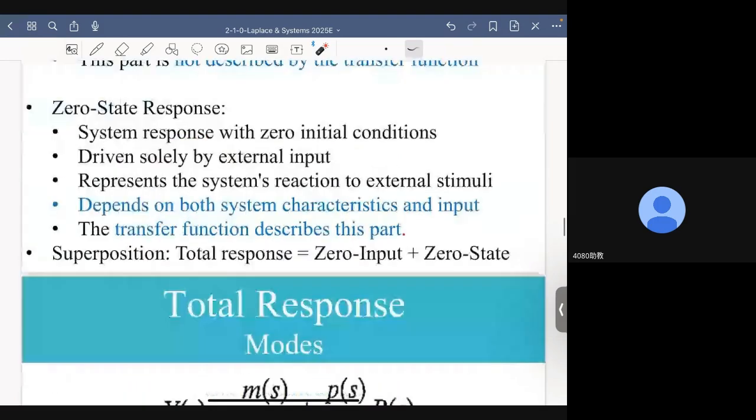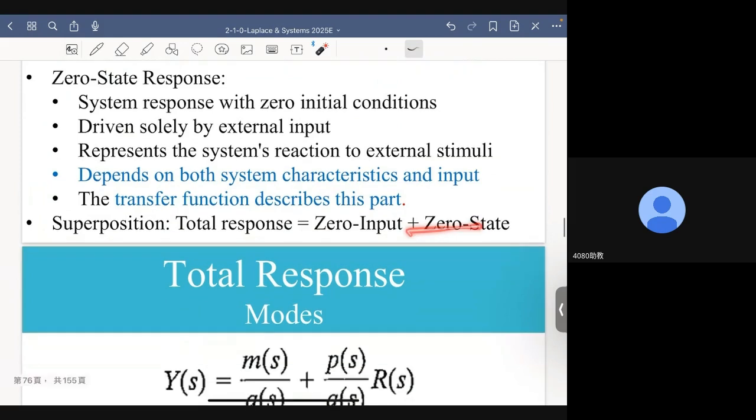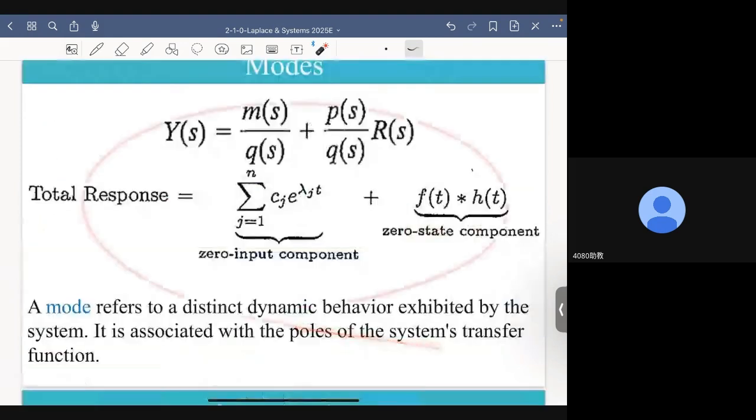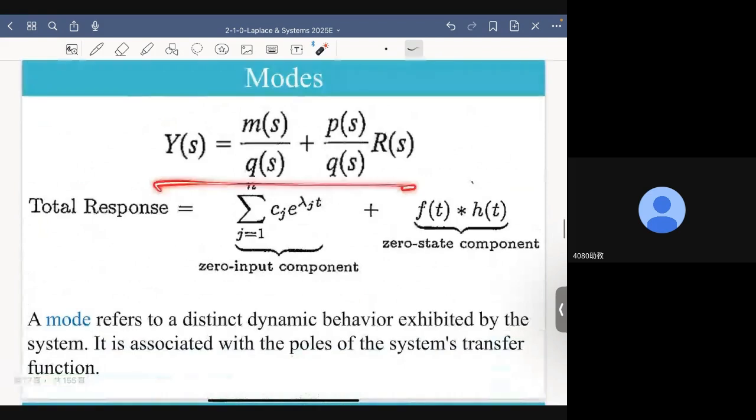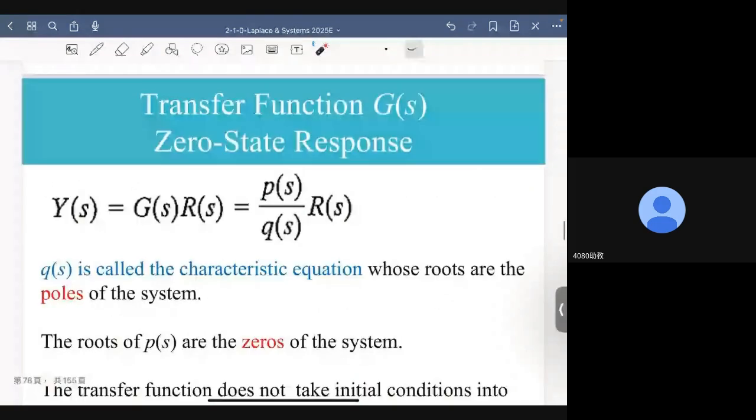Okay, so because what we are dealing with is a linear system, the principle of superposition is applicable. Therefore, the total response is the sum of zero input response and zero state response. Okay. Now let's just skip this PowerPoint slide first for the time being, because we'll go back to this representation later. Okay. Remember that now.